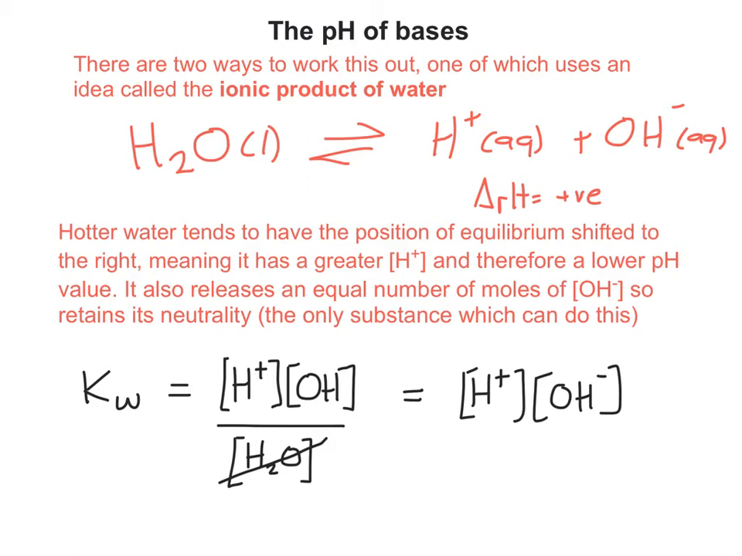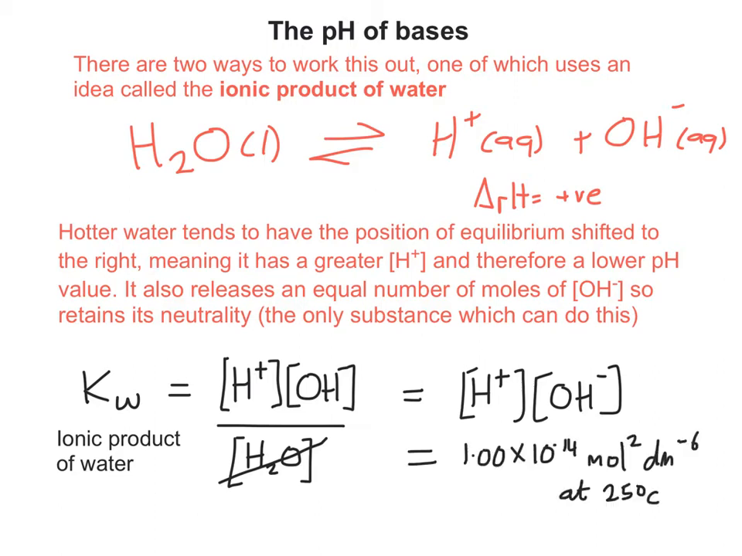so it's ignored. So we can essentially say Kw, which is given the name the ionic product of water, is the concentration of H plus times the concentration of OH minus, which at 25 degrees centigrade carries a value of 1 times 10 to the minus 14. And this allows us to actually work out the pH of bases. So in a sort of roundabout way, I'll come round to talking about the pH of bases in a second.